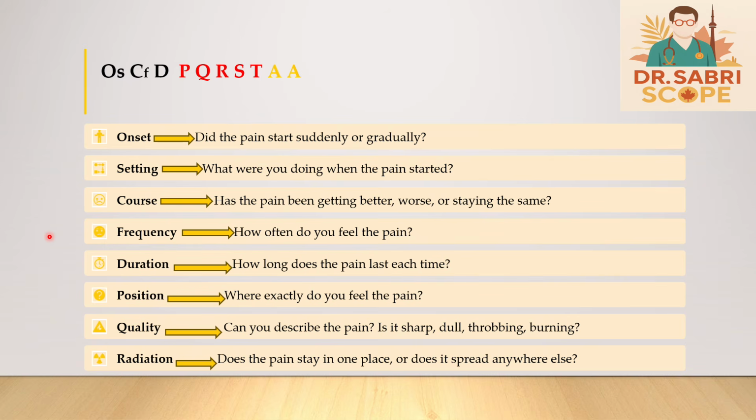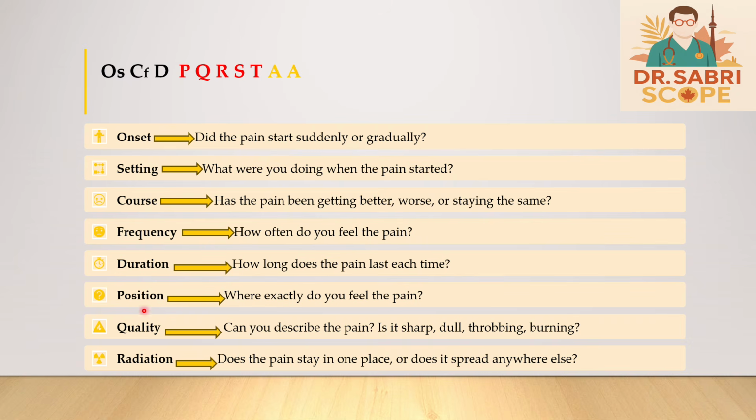Next one will be F. So F will be for frequency. We'll be asking how often do you feel the pain. If the patient gets the pain frequently, we can also ask how many times the patient gets the pain in a week. After that, the duration. So we'll be asking how long does the pain last each time? Has it changed from the first time?